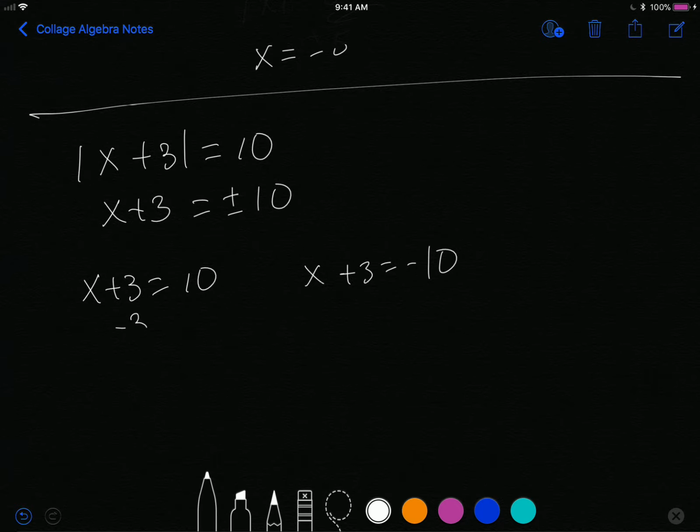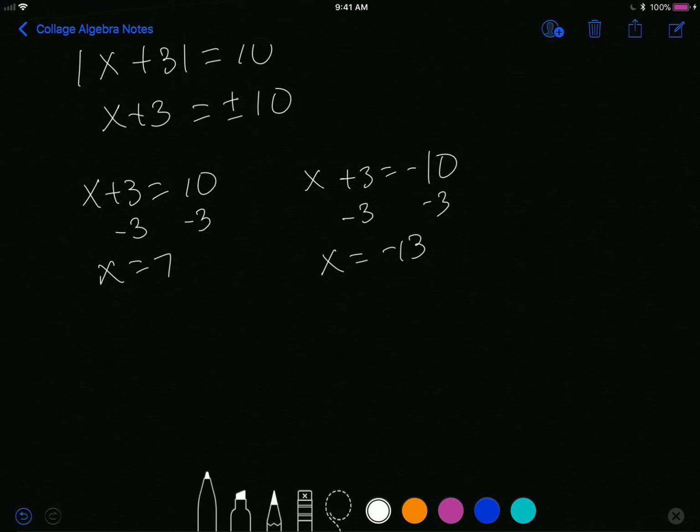I simply subtract 3, so x equals 7. I subtract 3, I subtract 3, so x equals negative 13. And those are my two answers. Now I should check those answers by plugging them back in, but when you plug them back in, you realize that both of them do give us 10, and so that is our answer.